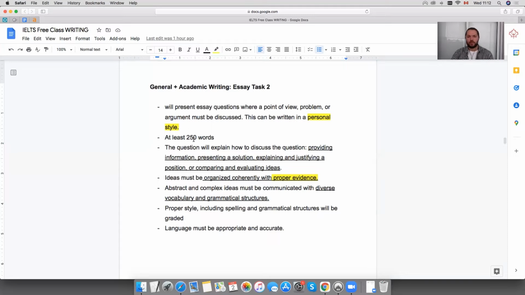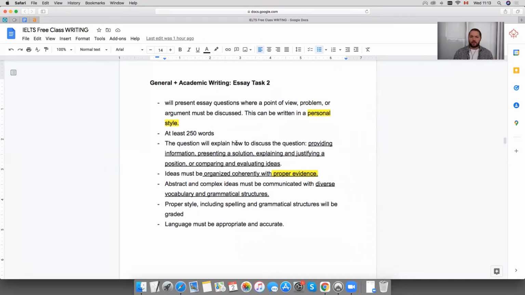Of course, our word limit, again, is important. The question itself will explain how to discuss the question. There's different kinds of question types, which we'll speak about in just a minute, but we have to think, are we trying to provide information? Are we justifying someone's position? Are we comparing and evaluating? Are we giving our opinion? The question and understanding the question is the most important part of writing a good task 2, because there's different functions that we will need to perform.